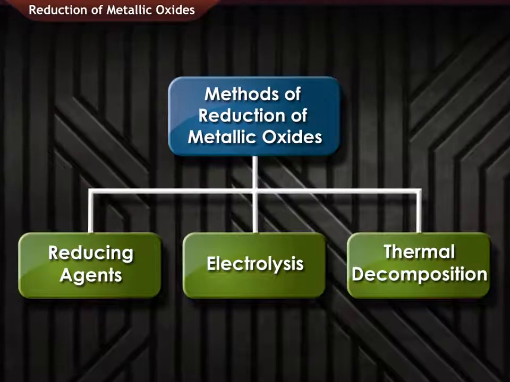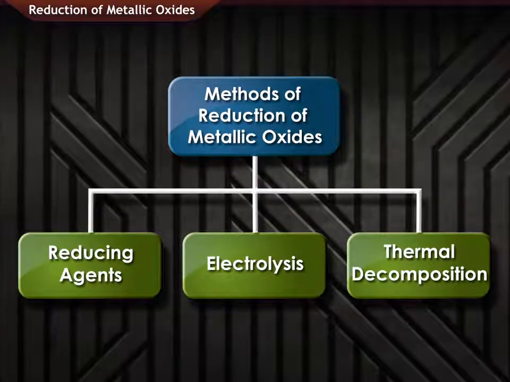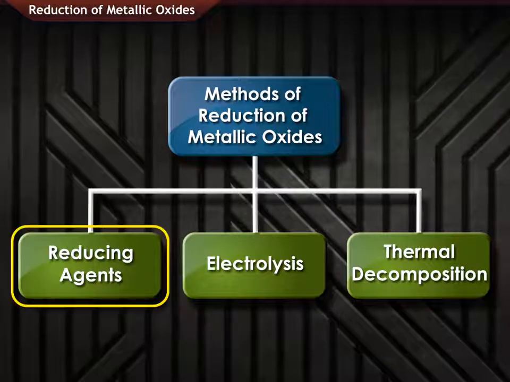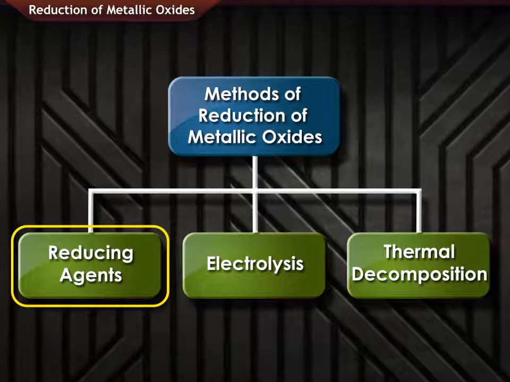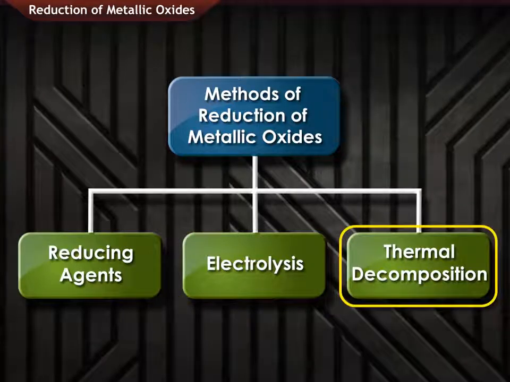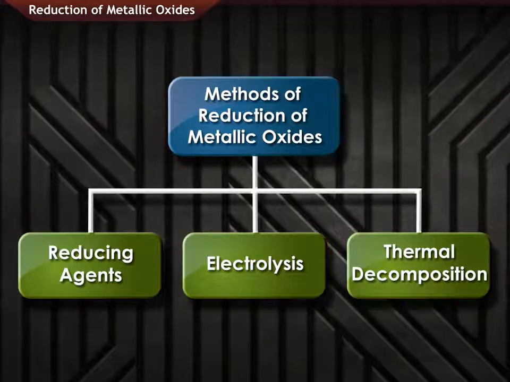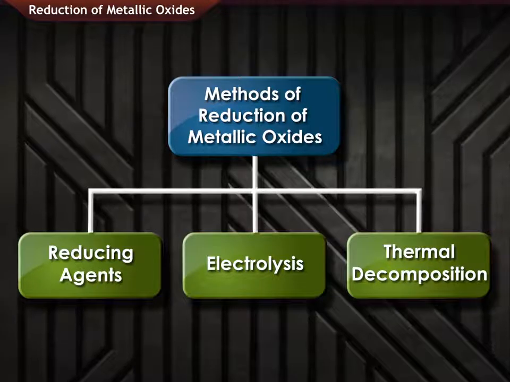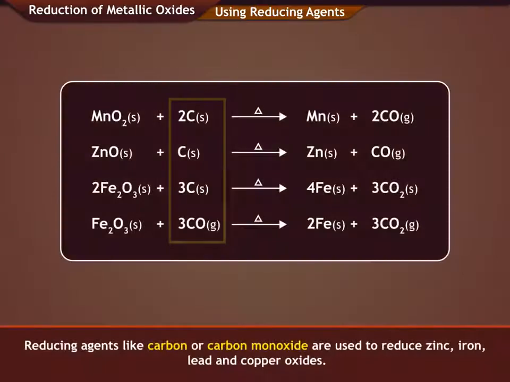Next step of metallurgy involves reduction of metals. It can be done using reducing agents as well as by the process of electrolysis and thermal decomposition. Reducing agents like carbon or carbon monoxide are used to reduce zinc, iron, lead, and copper oxides.